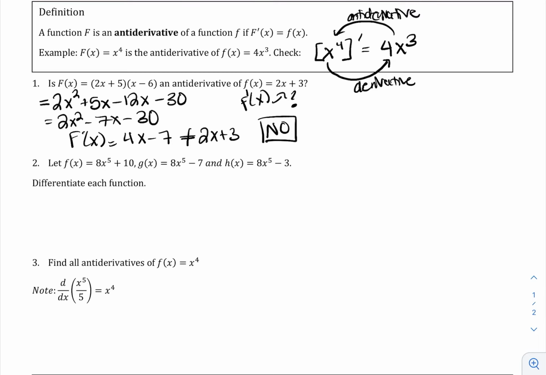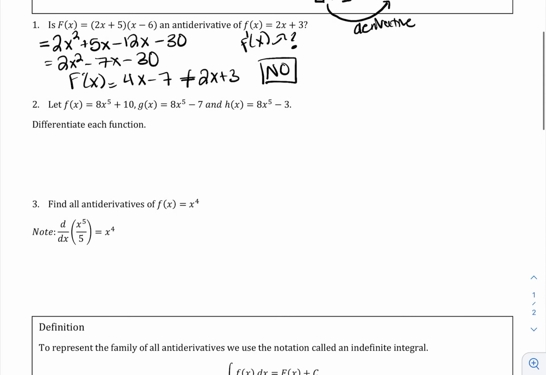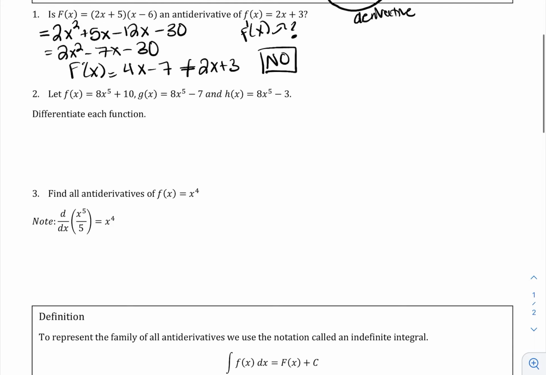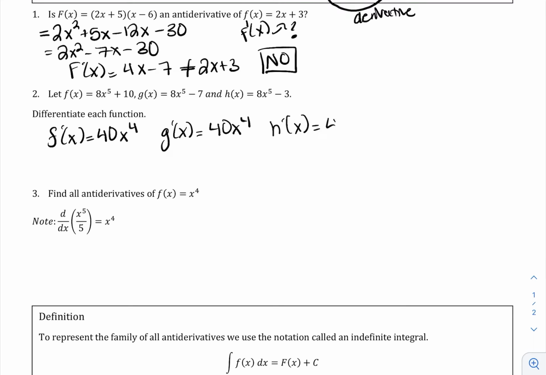Okay, let's do another type of problem. It gives us three functions: 8x to the fifth plus 10, 8x to the fifth minus 7, and 8x to the fifth minus 3. It wants us to differentiate all three of them. So f prime of x is equal to, by the power rule, 40x to the fourth, and then the derivative of 10 is 0. g prime of x is equal to 40x to the fourth, and then the derivative of 7 is 0. And h prime of x is going to equal 40x to the fourth plus 0.